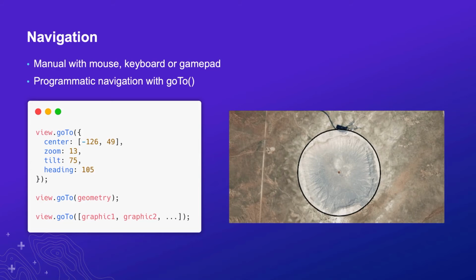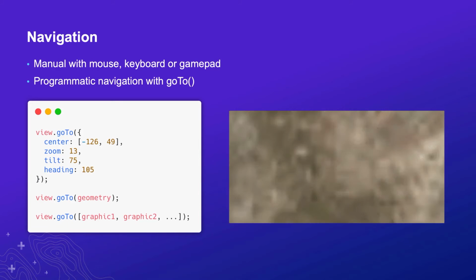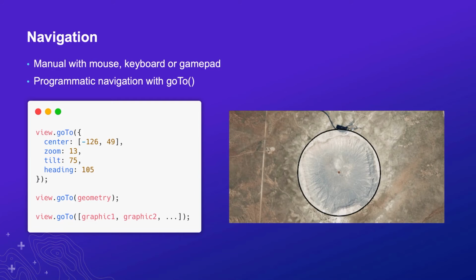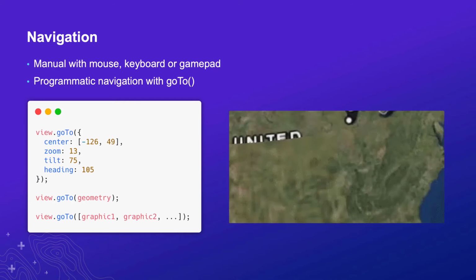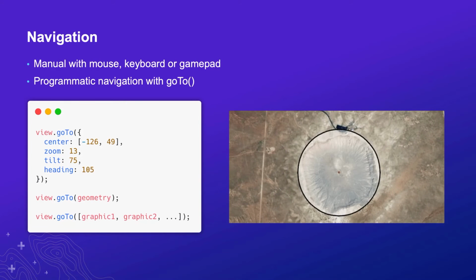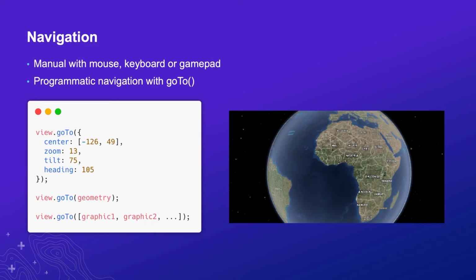Center, zoom, tilt, or heading. You can pass in geometries or, for example, a graphic or extent or an array of graphics, and it will automatically calculate where it needs to zoom.